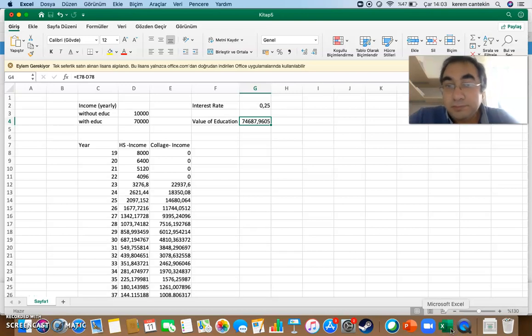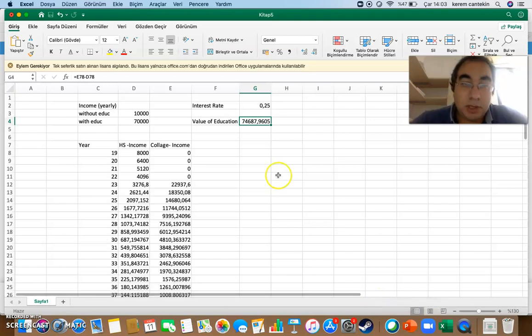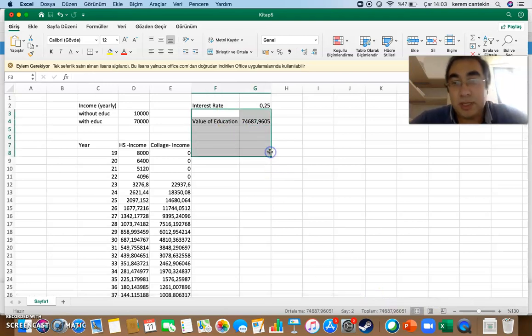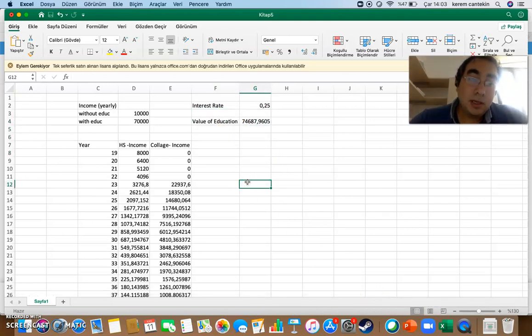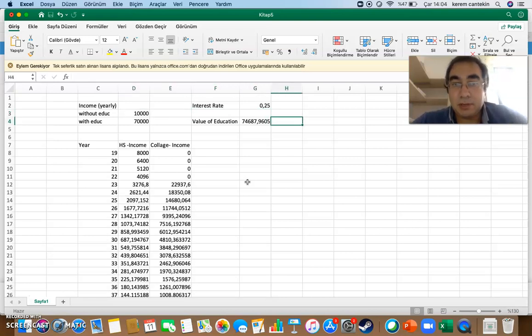Well, let's continue. Last time we have seen how to calculate the value of education using Excel, basically. We have reviewed the factors that will affect the value of education. But we might also show how they affect it.